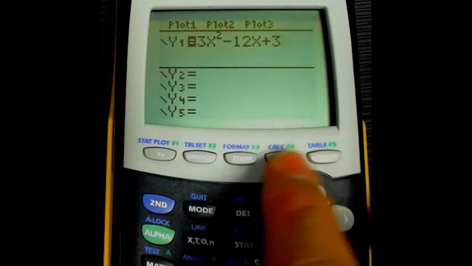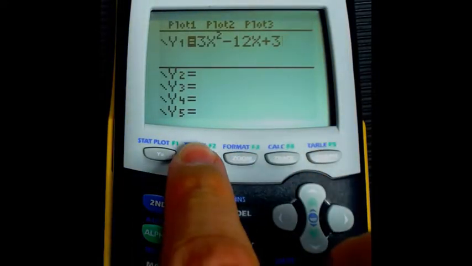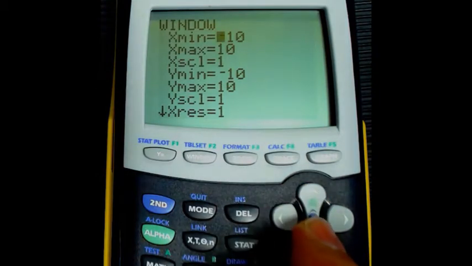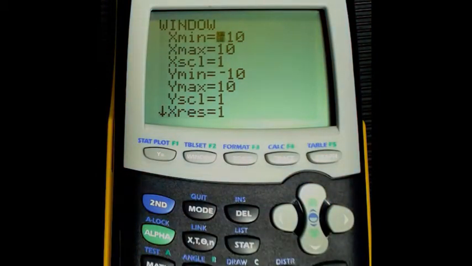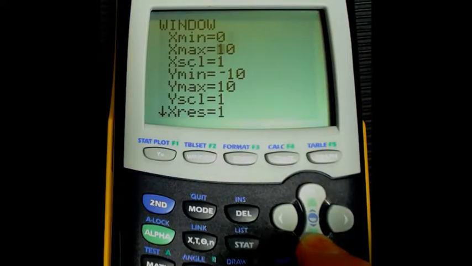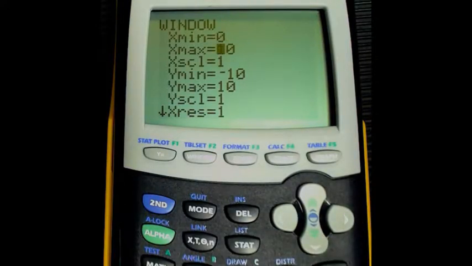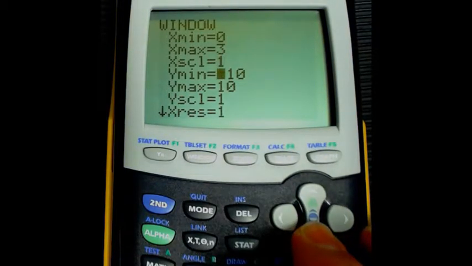Before I go to graph it, I'm going to go to my window, and I'm going to make my x minimum the left side of the domain, which is 0, and I'll make my x maximum the right side of the domain that they give me. And if they don't give it to me, maybe just make it 10 or something, but I'm going to restrict my domain.